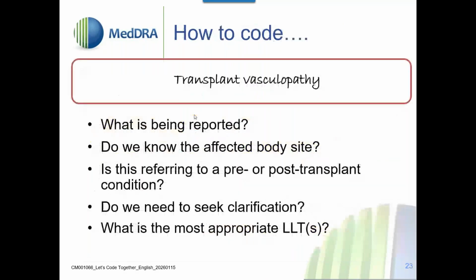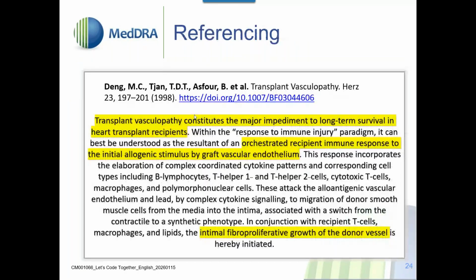Because when you see this, we go back to our first one, we don't know what the body site is. We found a reference that it's commonly heart. We don't know if it's before the transplant or after the transplant. Is it the donor vessels or the recipient vessels? So do we need to seek clarification, or can we make sense of it? So as I've explained, the first reference we found commonly refers to hearts.